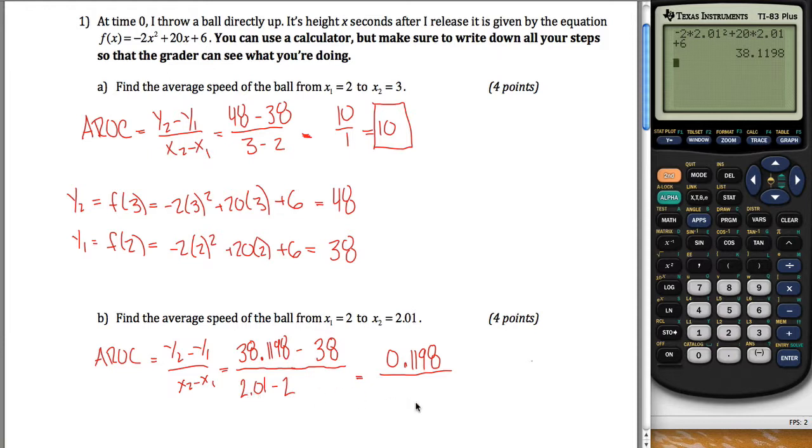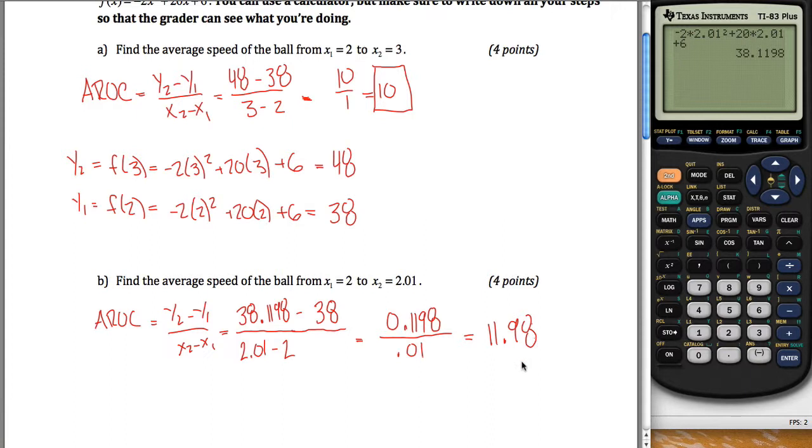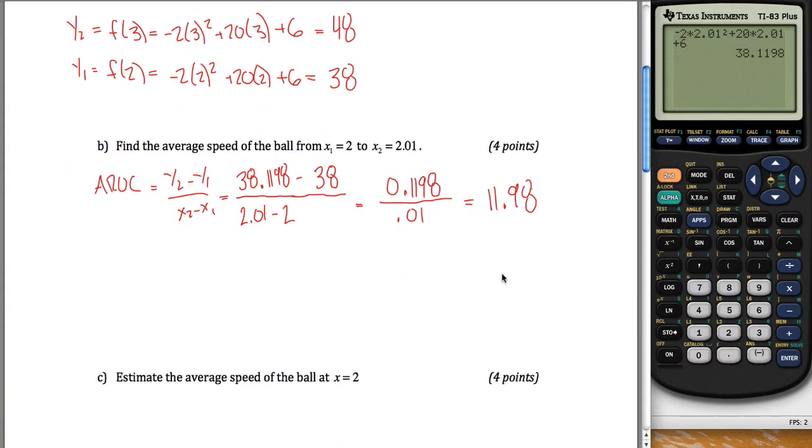And 2.01 minus 2 is just 0.01. So what we get for our answer is 11.98. So the average speed of the ball between these two times is 11.98.